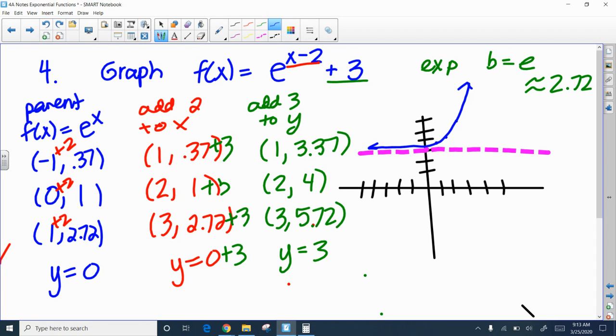So even though our base is e, which is an irrational number, it's just a number. So don't let it confuse you. It's not anything different. We're just using e, which there should be an e button on your calculator, or you can use 2.72. Okay, we're done for the day.